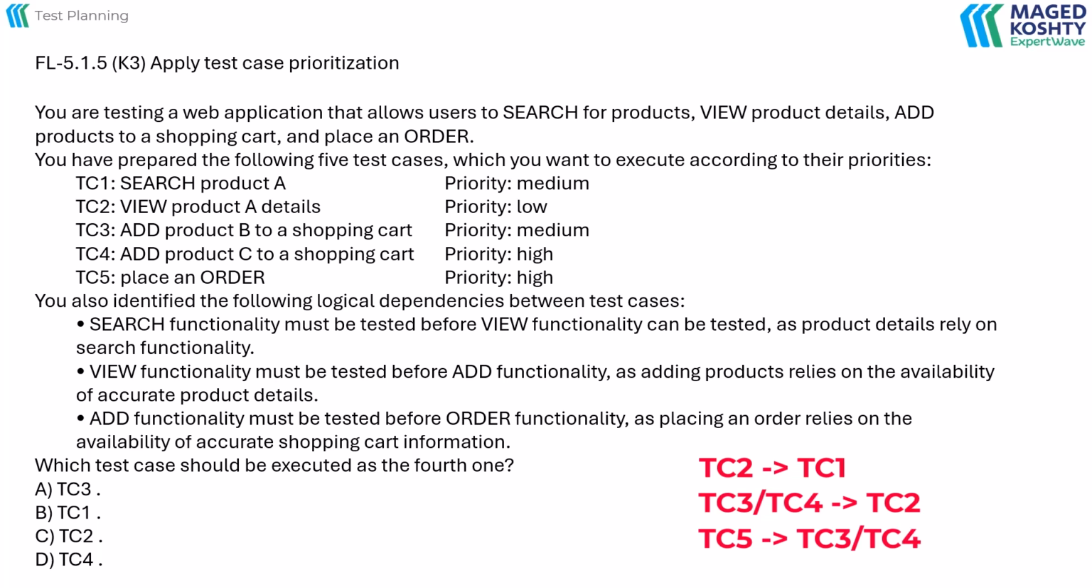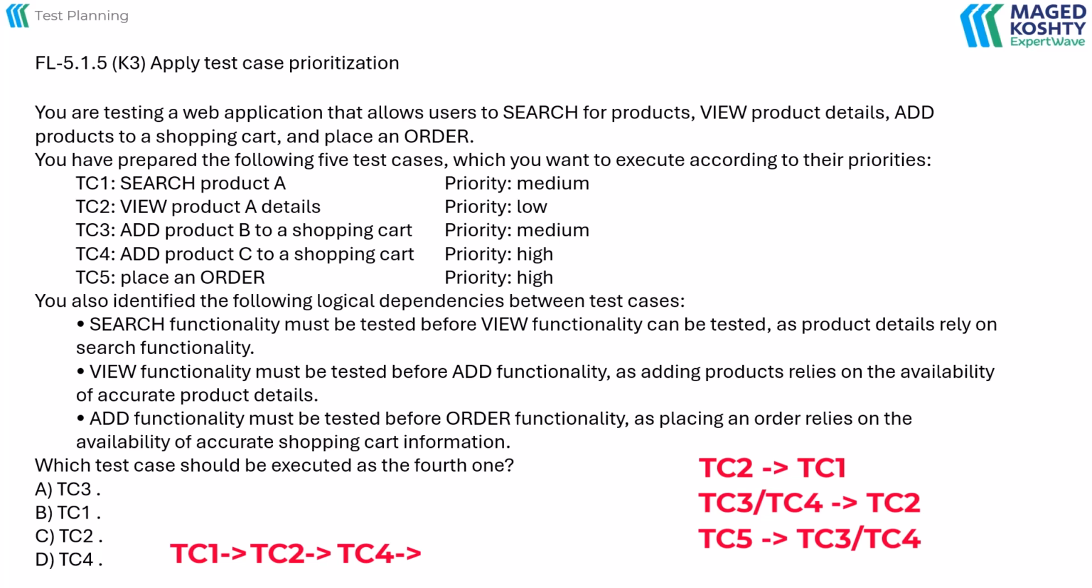So, if we want to put the test cases in order, we should start with test case 1, search, then test case 2, view, and then test case 3 or 4, add. We will pick test case 4 first, as it has a higher priority over test case 3. This is 3 test cases so far.